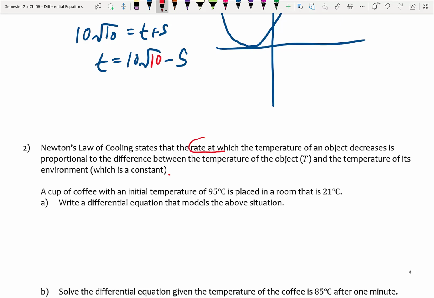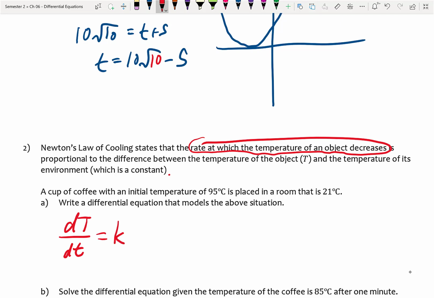So the rate at which the temperature of an object decreases. What can I classify that as, if the temperature itself is big T? Yeah, we'll do big T, d little t, is proportional, which means equals k times the difference between the temperature of the object and the temperature of the environment.